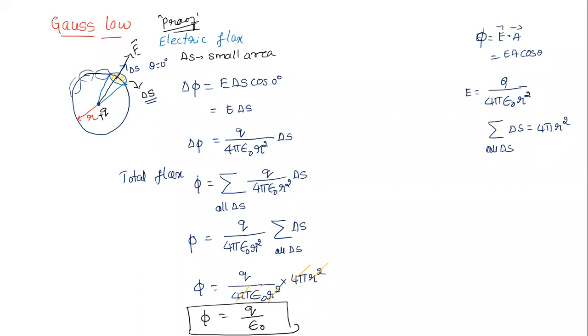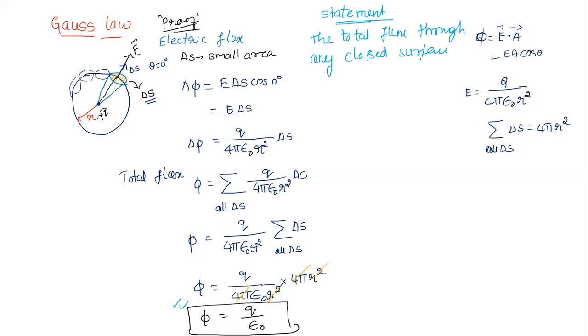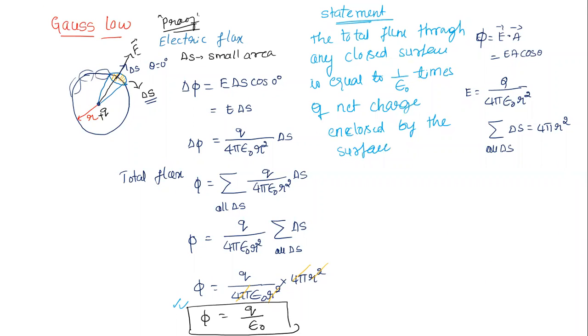So what actually does Gauss law state? I'm going to write the statement here with a different color. The statement says that using the below equation, the total flux through any closed surface is equal to 1 by epsilon naught times the net charge enclosed by the surface.